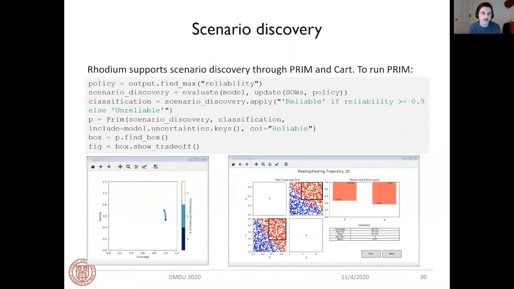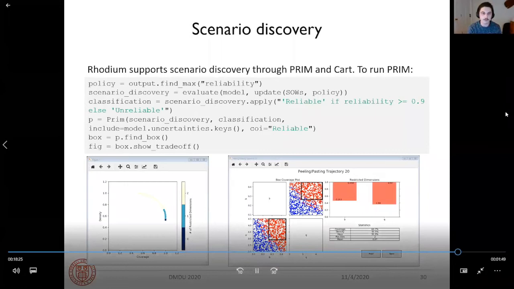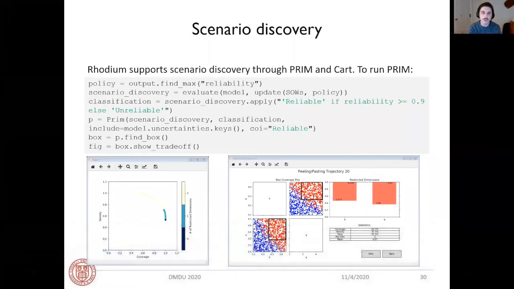In addition to sensitivity analysis, you can also use Rhodium for scenario discovery. Rhodium specifically supports 2 algorithms: the patient rule induction method, or PRIM, and the classification and regression trees, also known as CART. Again, we have this declarative syntax to conduct scenario discovery. Here we're setting some threshold of performance, and these 2 algorithms will tell you which combinations of uncertainties cause you to meet or fail to meet those criteria.